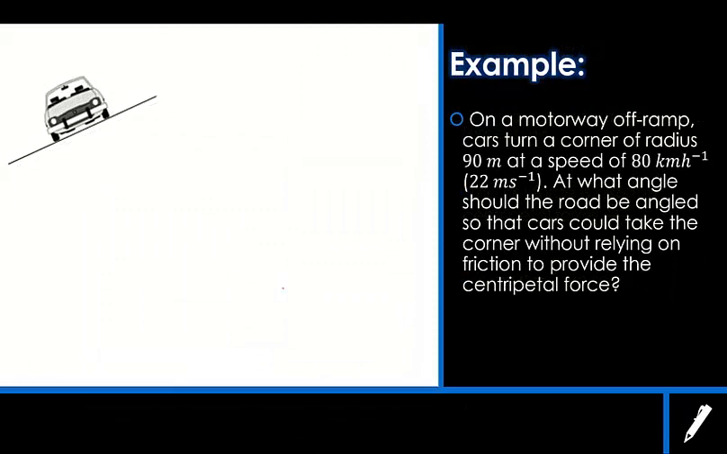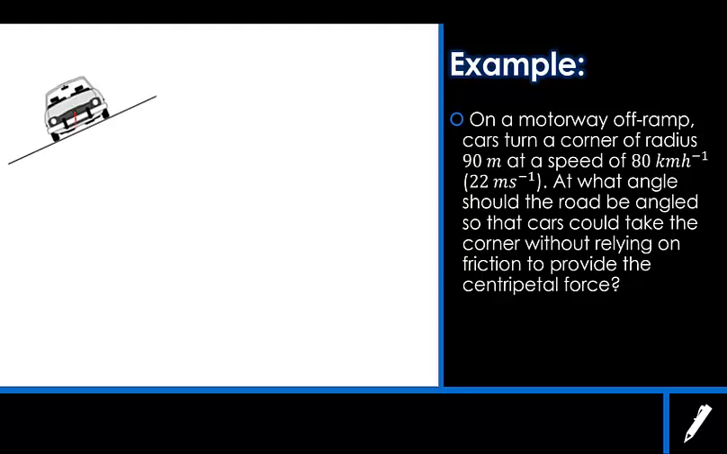Just to go through an example of where we might apply this. We have a motorway off-ramp, and the cars turn a corner of radius 90 meters at a speed of 80 kilometers per hour, which is 22 meters per second. At what angle should the road be angled so that the cars could take the corner without relying on friction to provide the centripetal force? In other words, what we want is the banking to produce a force that is equal to the centripetal force that the car needs.